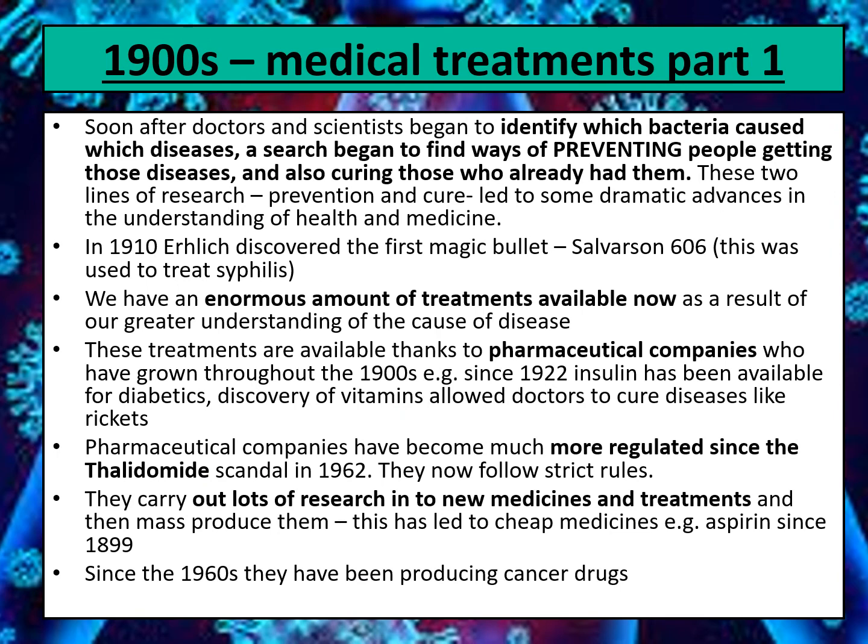The next area we're going to think about is medical treatments, which I've broken down into two separate slides here. So to start off with, soon after doctors and scientists began to identify which bacteria cause which diseases, they started to look at how they could then prevent people from getting those diseases and cure those who already had them. So there were some amazing and dramatic advances made in the 1900s.